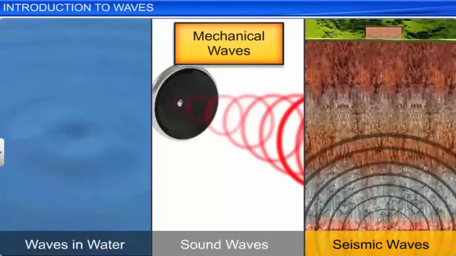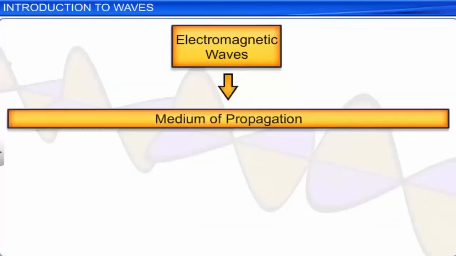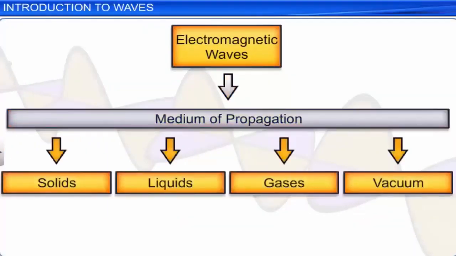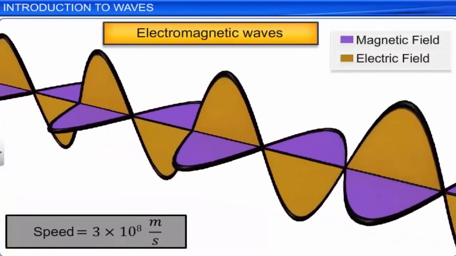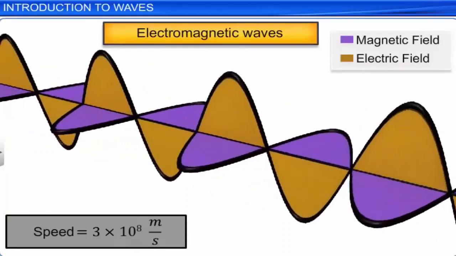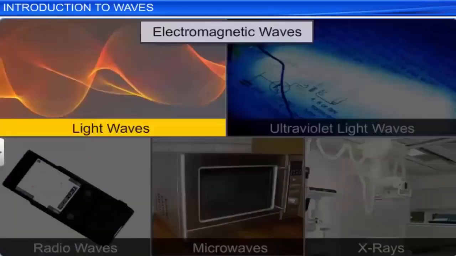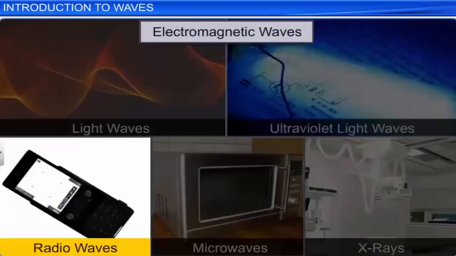Electromagnetic waves do not require any medium for propagation. They can travel through a vacuum too. They travel with a speed of nearly 3 × 10⁸ meters per second. Light waves, ultraviolet light waves, radio waves, microwaves, and X-rays are some examples of electromagnetic waves.